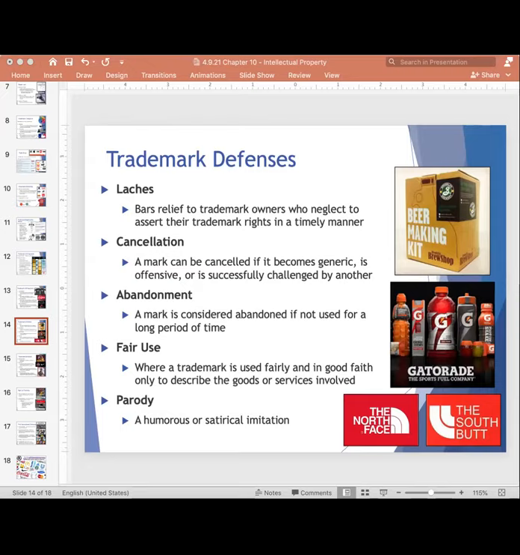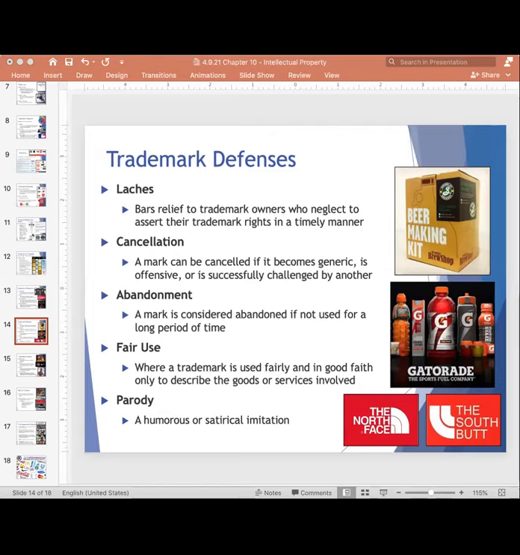And then lastly, another trademark defense is parody. Parody of a trademark is considered not an infringement because there's not a likelihood to cause confusion. But when it all comes down to it, trademark infringement really is looking at whether there is going to be confusion in the marketplace between who is the true source of these goods or services.